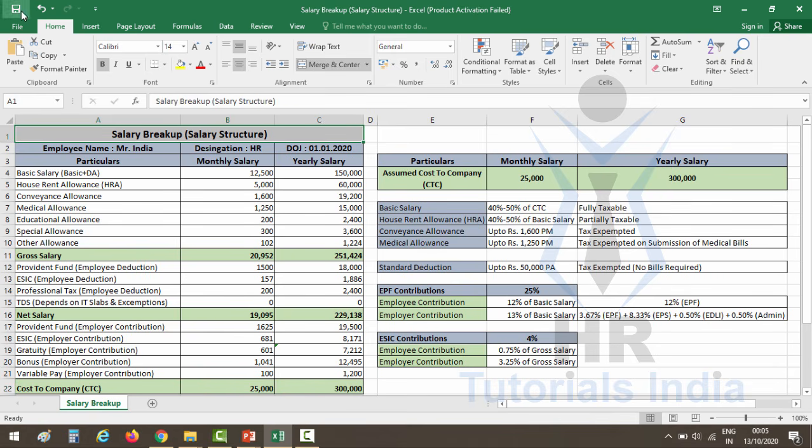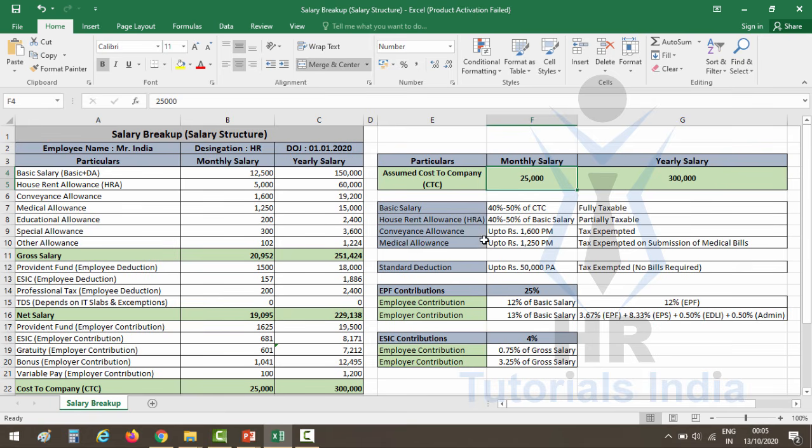So dear friends, hope you understood how to calculate a salary with this example. When an employer or the management asks you to prepare a salary breakup with CTC of 3 lakhs or 5 lakhs or 10 lakhs, you can use these formulas and this type of salary breakup, and you can calculate the net salary, gross salary, then CTC.